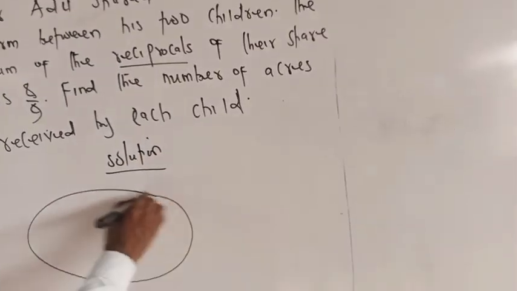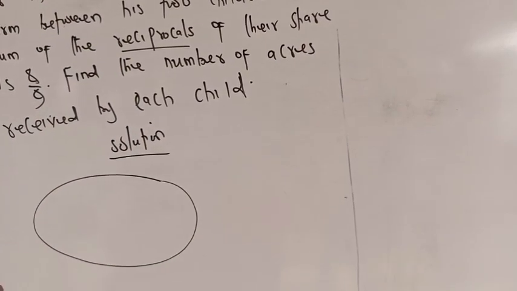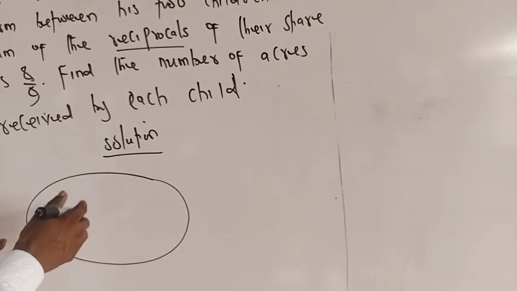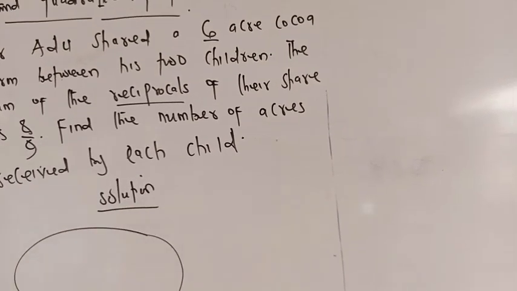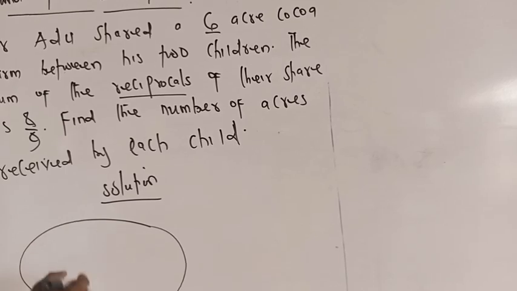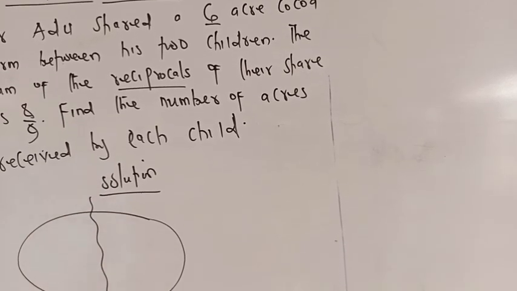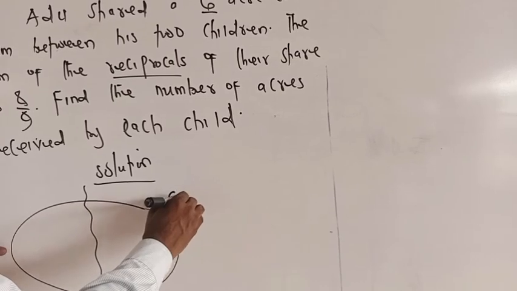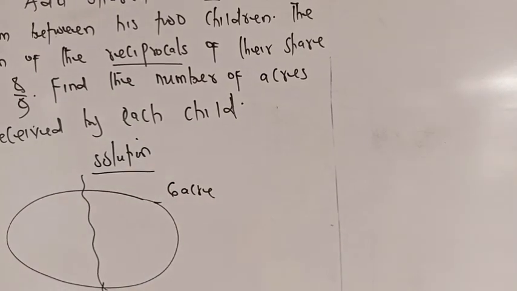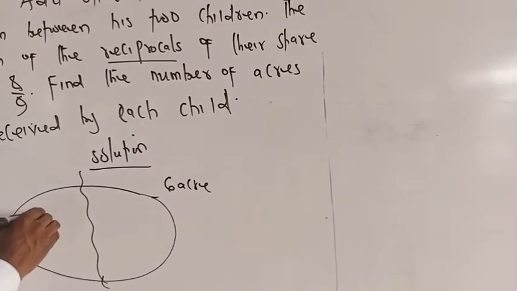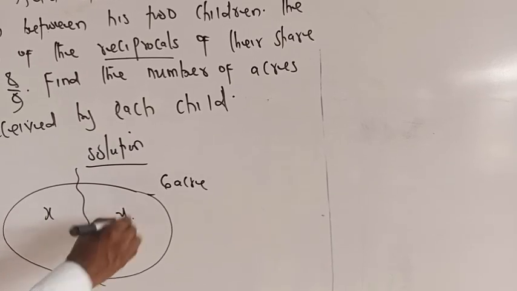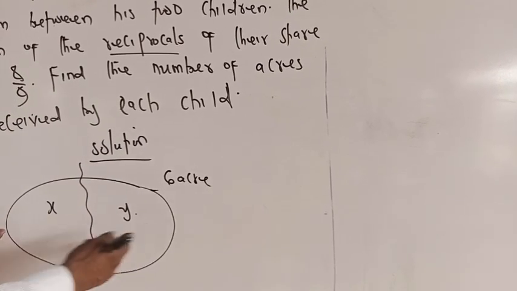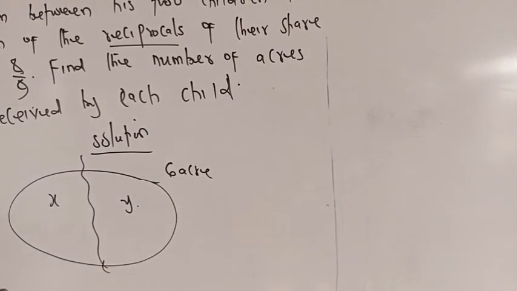So let's assume this is a cocoa farm, for instance. Mr. Abdul's cocoa farm is this, and this cocoa farm is 6 acres. So he shared it between his two children. Let's partition this. What I know is this whole farm is 6 acres. So the two children, let's call the first child X, and the second child Y. That means both of them have 6 acres.